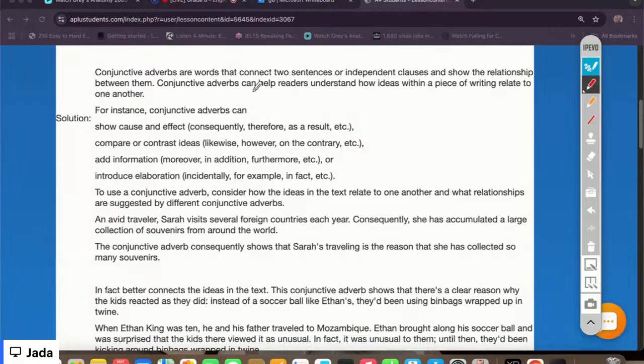Conjunctive adverbs are words that connect two sentences or independent clauses and show the relationship between them. Now, conjunctive adverbs can help readers understand how ideas within a piece of writing relate to one another.